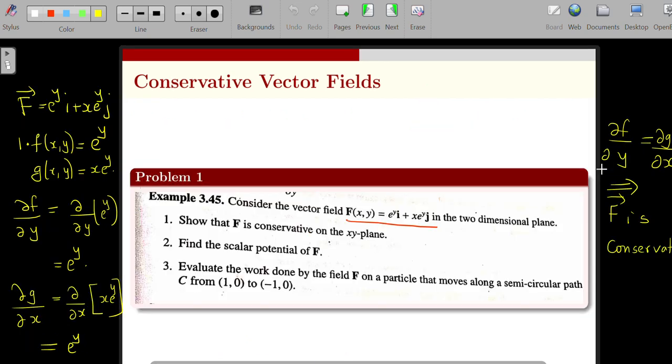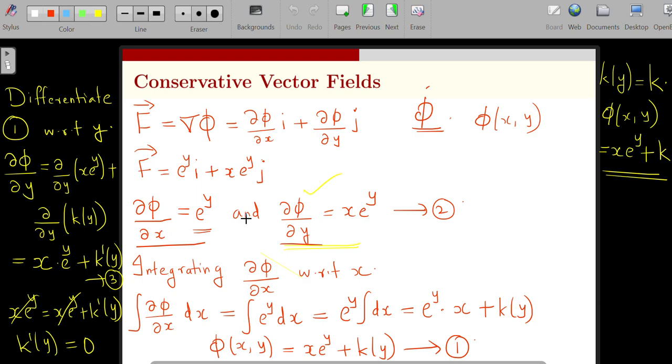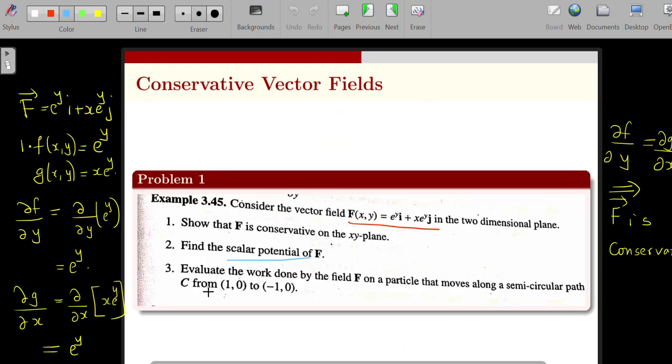This is the answer for the second problem. So we have found the scalar potential of F. It is x e^y plus k. Now moving on to the third subpart of this question, we have to evaluate the work done by the vector field F on this particle that moves along a semicircular path C from (1, 0) to (-1, 0).